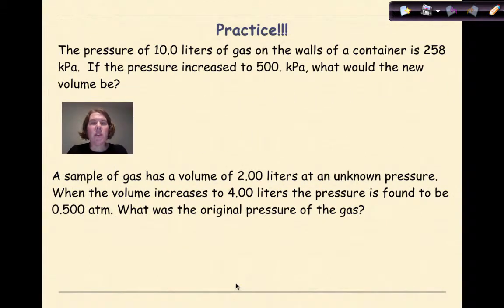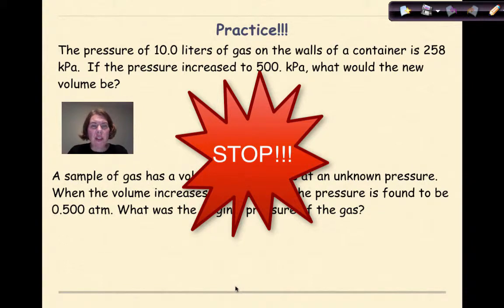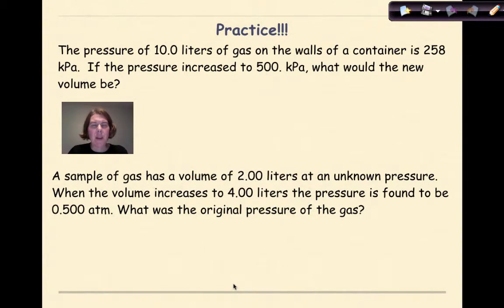Now what I want you to do is stop, try these two, see if you can get them, come back and check your work. Welcome back. Let's see how you did. The pressure of 10 liters of a gas on the walls of a container is 258 kPa, and kPa stands for kilopascals. If the pressure is increased to 500 kPa, what would the new volume be?